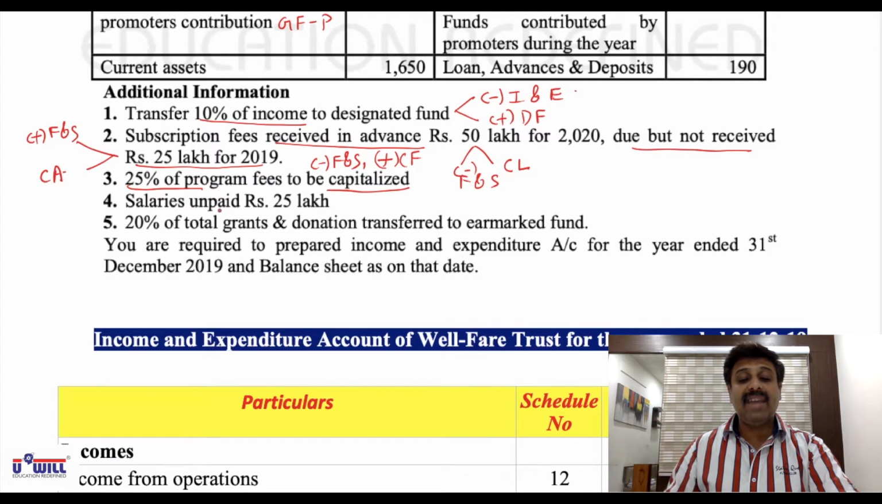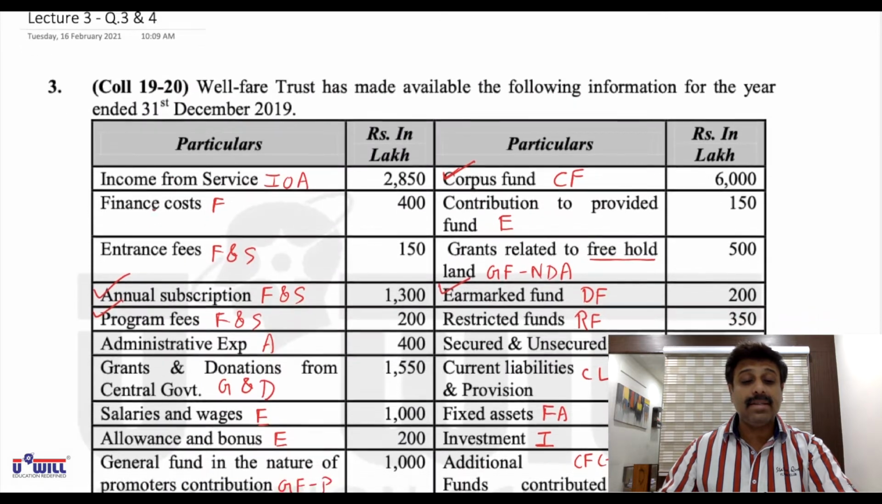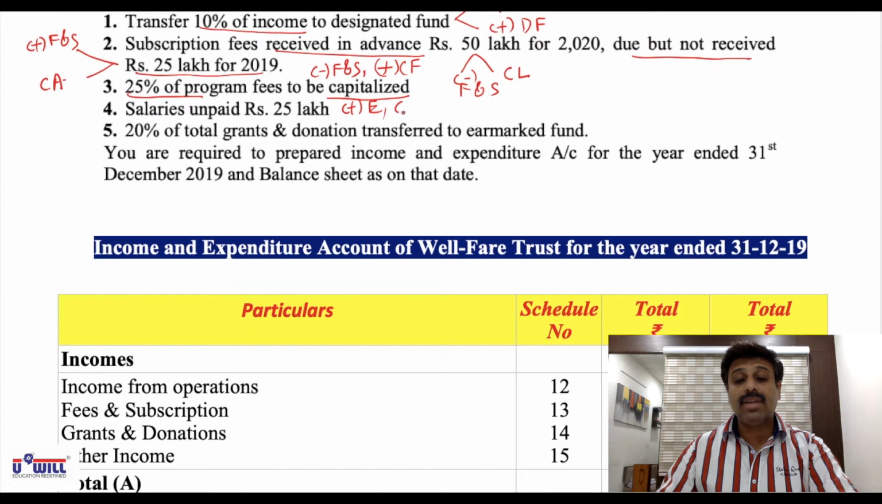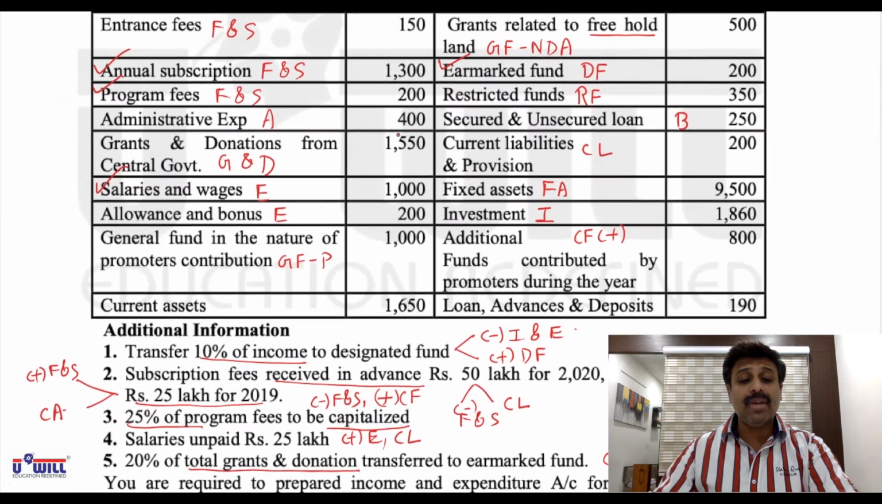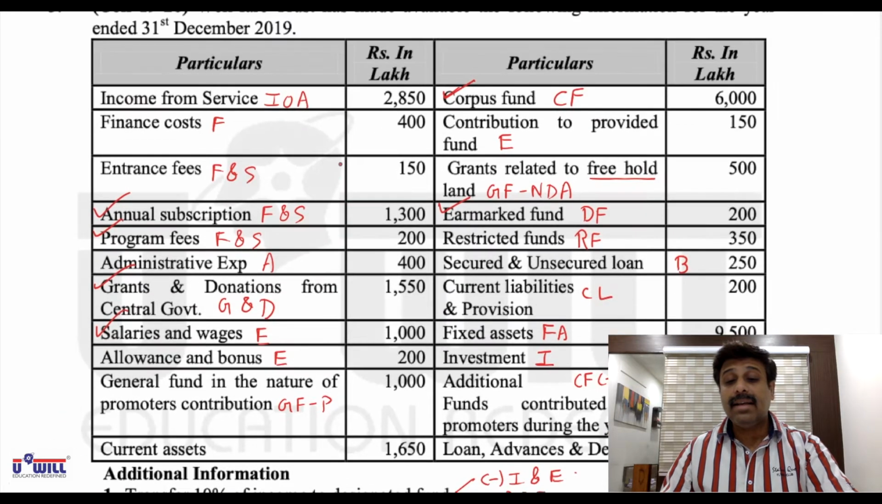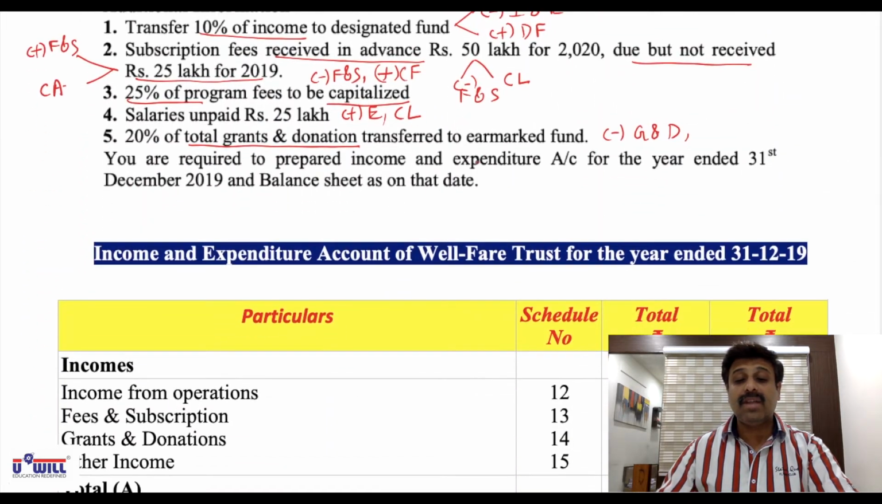Salaries unpaid 25 lakhs. So salaries unpaid will add in employees benefit expense, that is salaries. Put tick on salaries and wages. And unpaid, so we'll show it in current liabilities. And 20% of total grants and donations transferred to earmarked fund. So minus from grants and donations. Whatever is the total grants and donations, put tick on that. There we will minus it. And second effect, it is to be transferred to earmarked funds. So we'll add in designated funds.